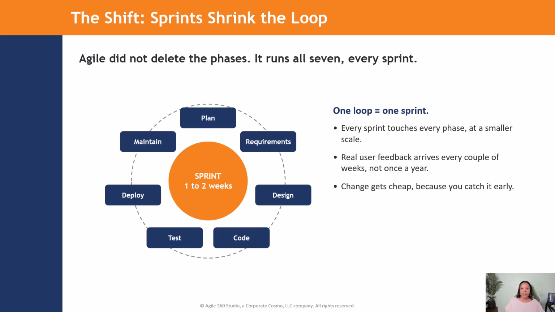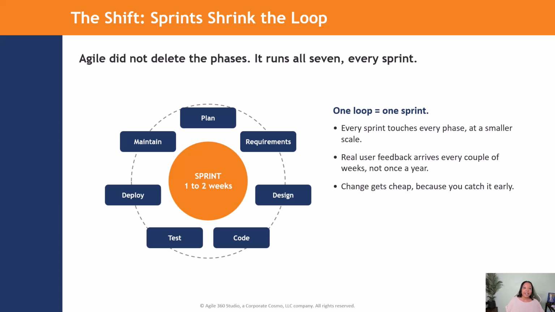Agile didn't throw away the SDLC. It just shrank it. Instead of running the 7 phases once over a year, an Agile team runs all of them inside every sprint. And that sprint could be 1 to 2 weeks. They plan a small slice. They analyze its requirements. They design just enough. They code it, test it, deploy it or get it deployment ready, and then carry the feedback into maintenance and then the next loop.